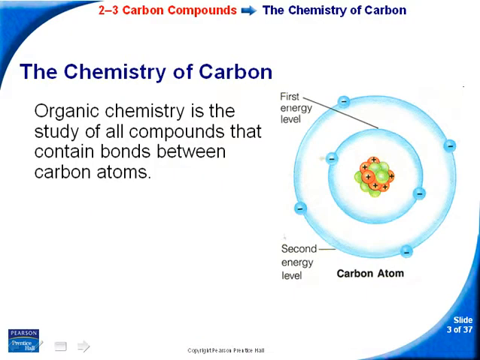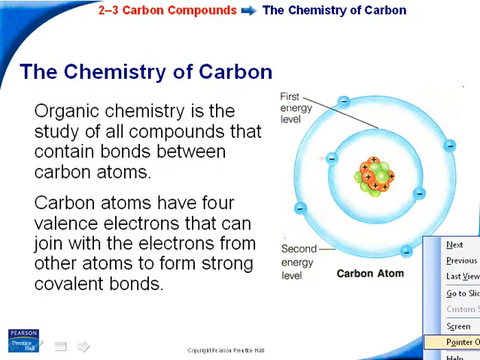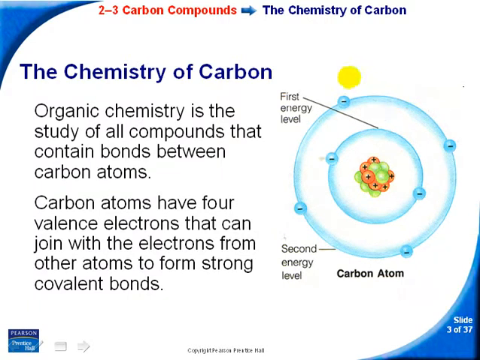So, chemistry of carbon. Organic chemistry, which is the part of chemistry that we're talking about, is all about the study of compounds that contain bonds between carbon atoms. And the important thing about carbon is that it has four electrons in the valence orbit. This is the second energy level, and these are the 4 electrons that it can use to form covalent bonds with other atoms. So it has 4 options to do it.